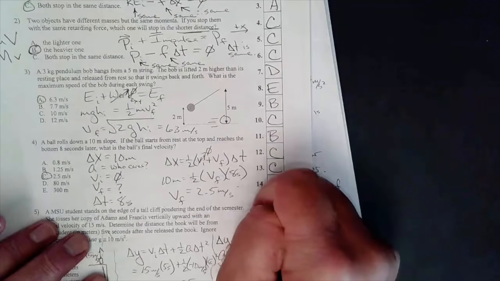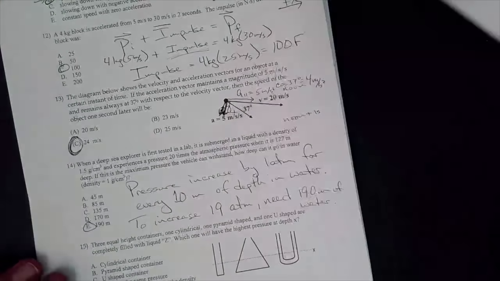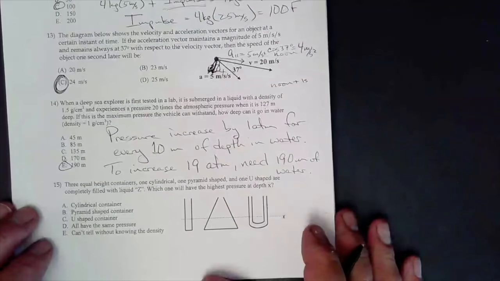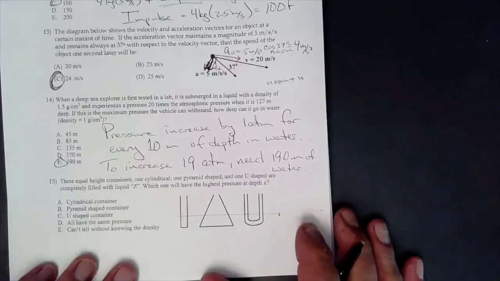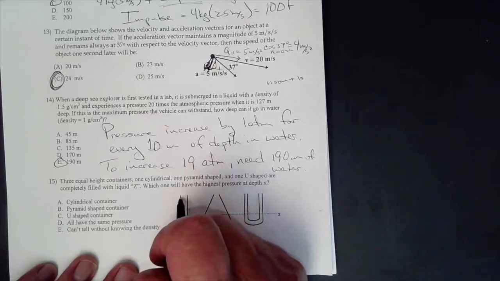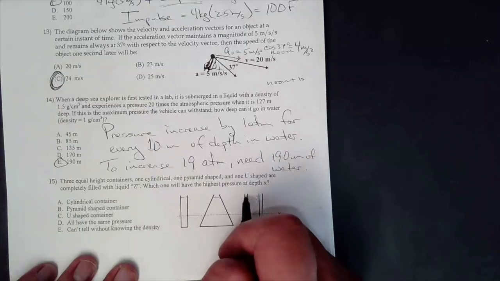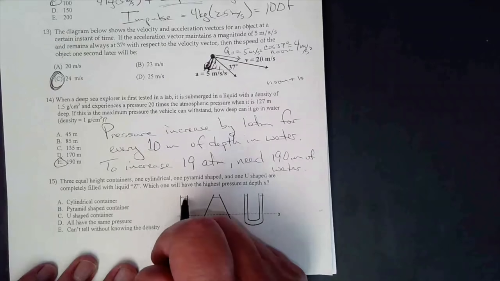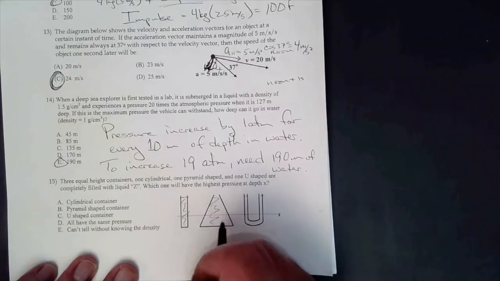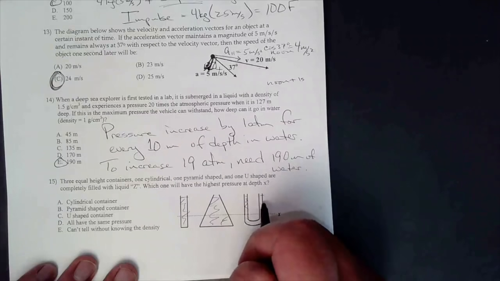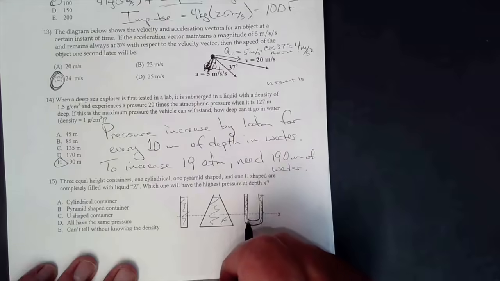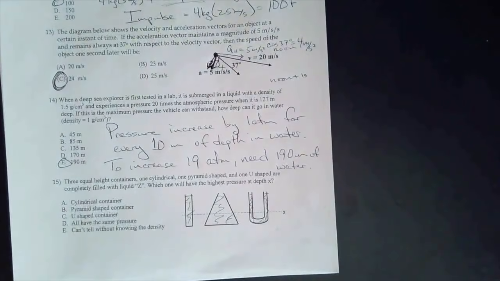Now, the last problem is the easiest on the exam. We have these beakers, all filled, strange-looking containers with water. Oh, they're all liquid Z. I guess they're not water. But the important thing is that they're all the same liquid, so it doesn't matter what they are.